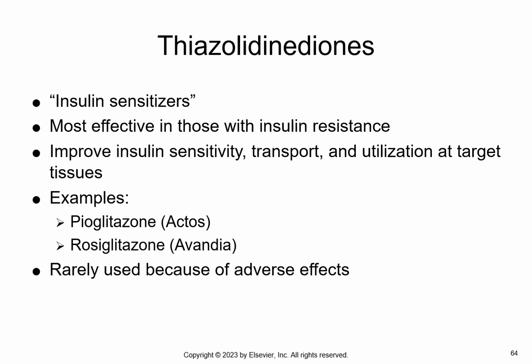These drugs are rarely used because of their adverse effects. Rosiglitazone can cause cardiovascular events like an MI. It can be obtained only through restricted access programs. It can worsen heart failure. Use is associated with increased risk for bladder cancer.